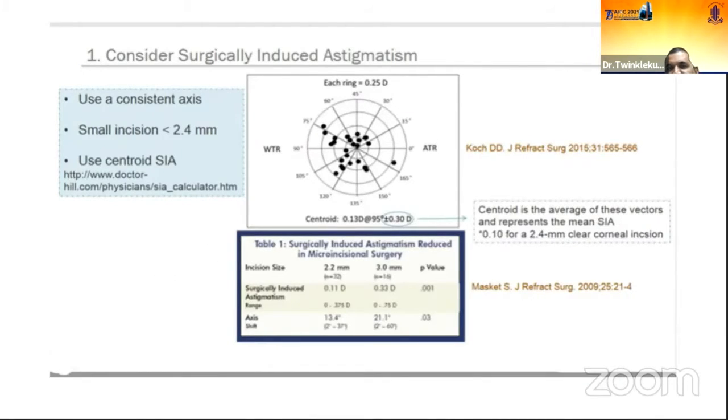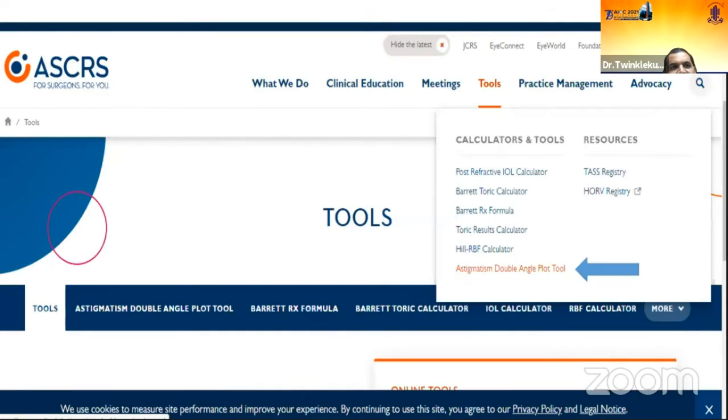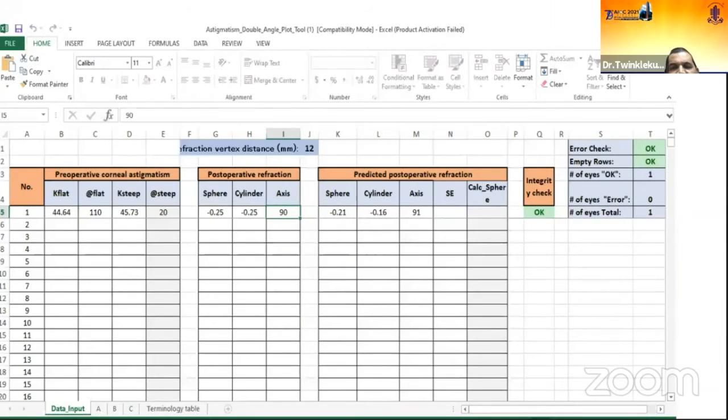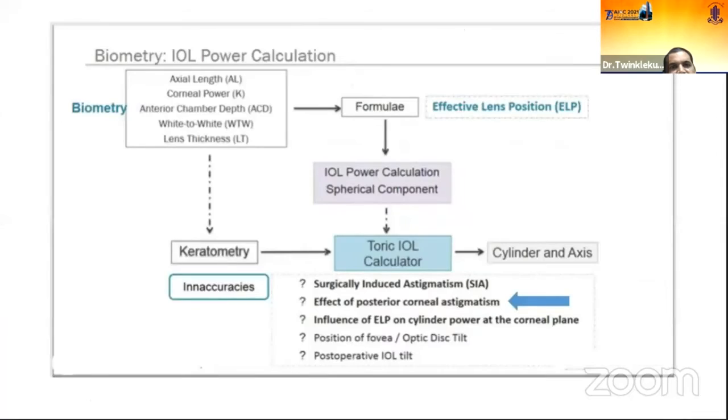The centroid is the average of all the vectors and represents the mean SIA value. So suppose your clear corneal incision is 2.4, your centroid value will be nearly 0.01. You can calculate your own SIA by going to the ASCRS website and using the astigmatism double angle plot. Put in all the data that we were using for the SIA calculation. The same way you can calculate your centroid value.